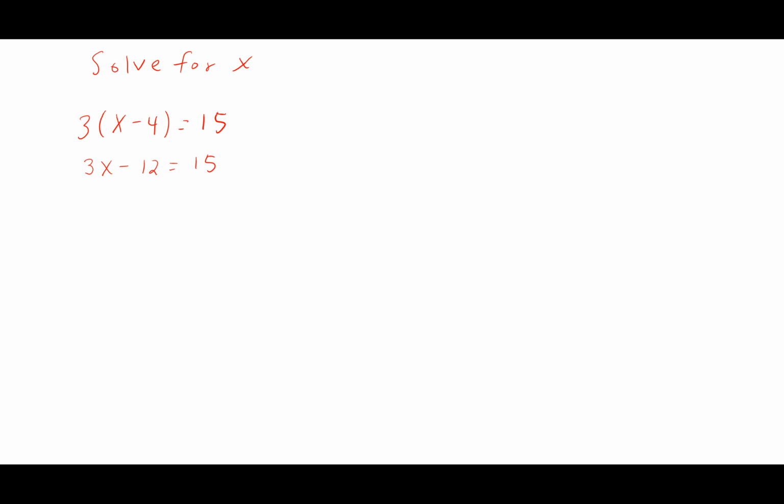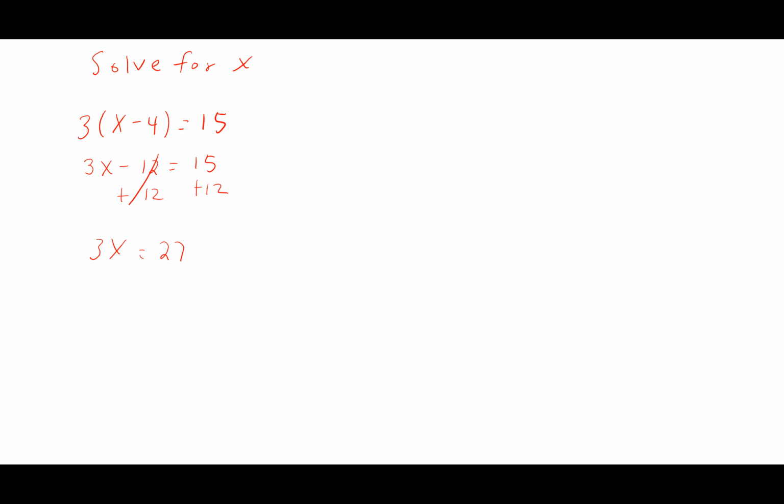So whatever you do to one side of the equation, you do to the other. So since this is negative 12, you're going to add 12 to both sides. And that's going to be 3x, because that cancels, equals 27.